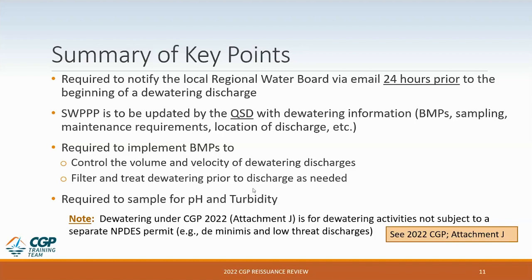You're required to implement BMPs to control the volume and velocity of dewatering discharges, filter and treat dewatering prior to discharge as needed, and there are sampling requirements for pH and turbidity. Again, the requirements in this module are covered for projects that are under the 2022 CGP for dewatering and that are not subject to a separate NPDES permit, such as de minimis and low threat discharges.